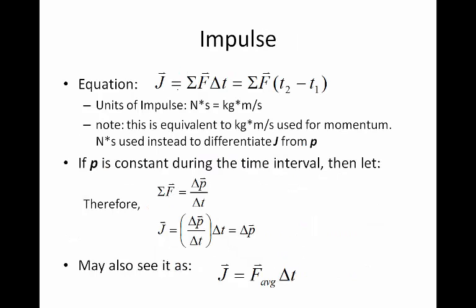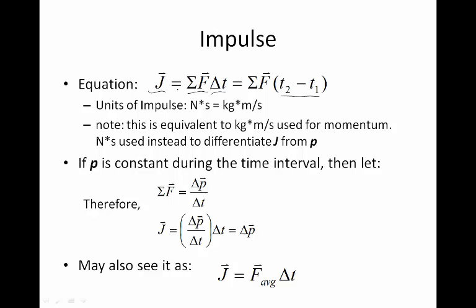Alright, the next concept is impulse. For impulse, we use the symbol J. It's also a vector, and it can be described, in a simplified form, but it's the one that is probably going to come up the most often for you, as the sum of forces acting on a system times the time interval. Delta t, of course, can be broken down as t2 minus t1.